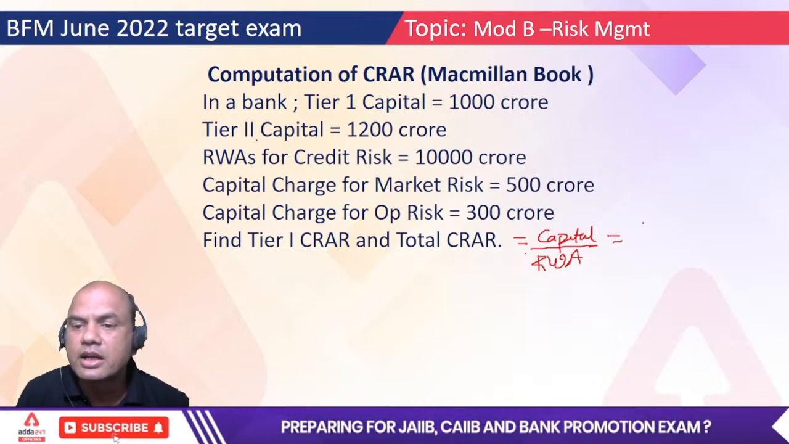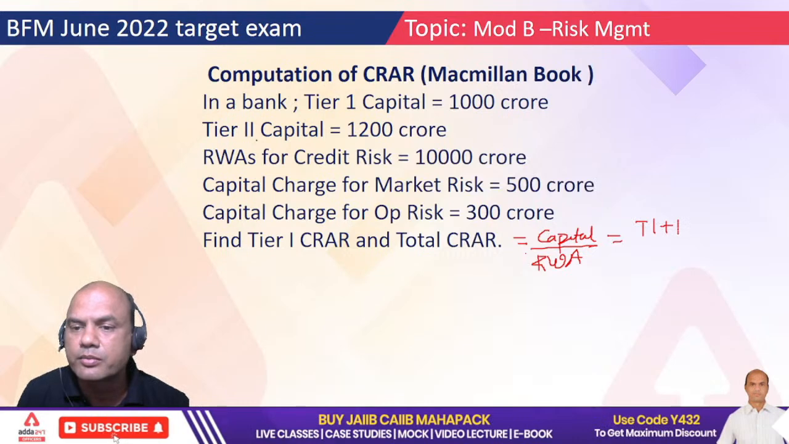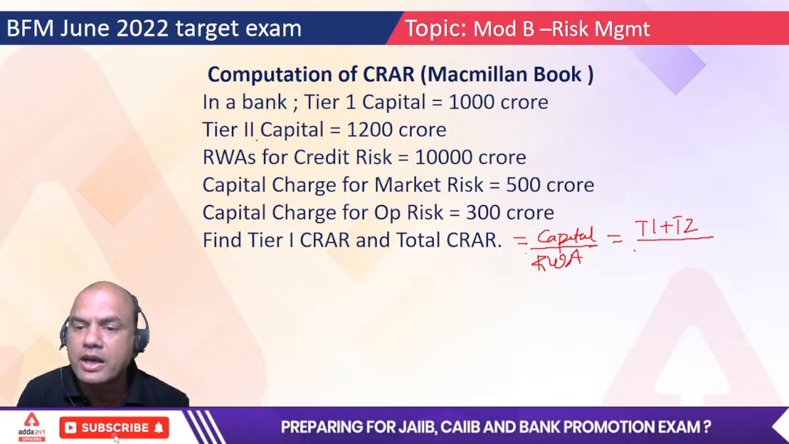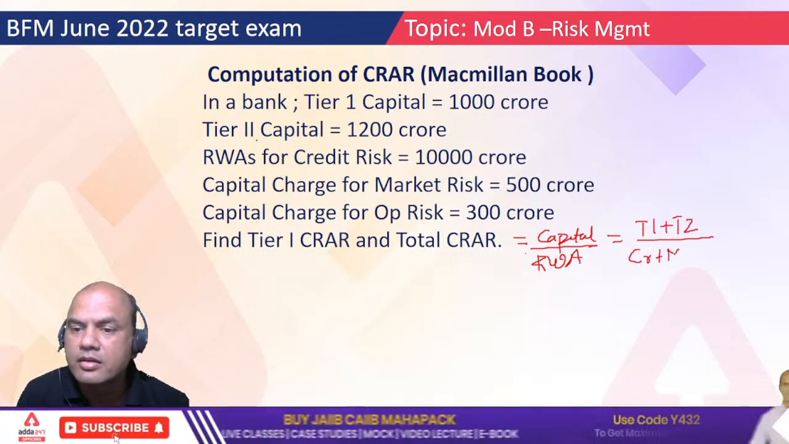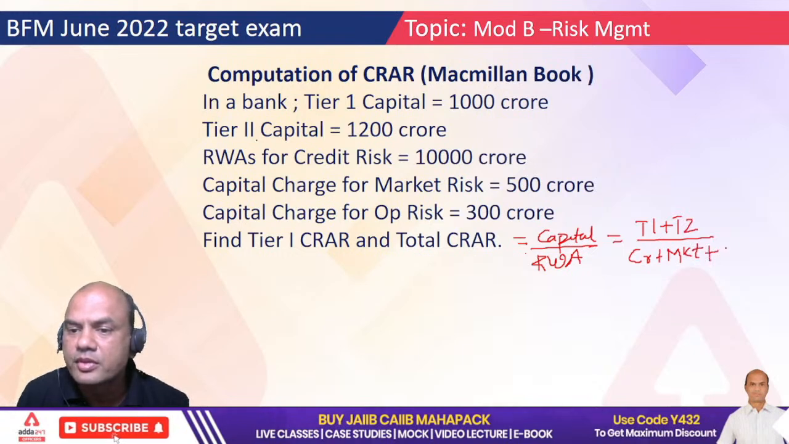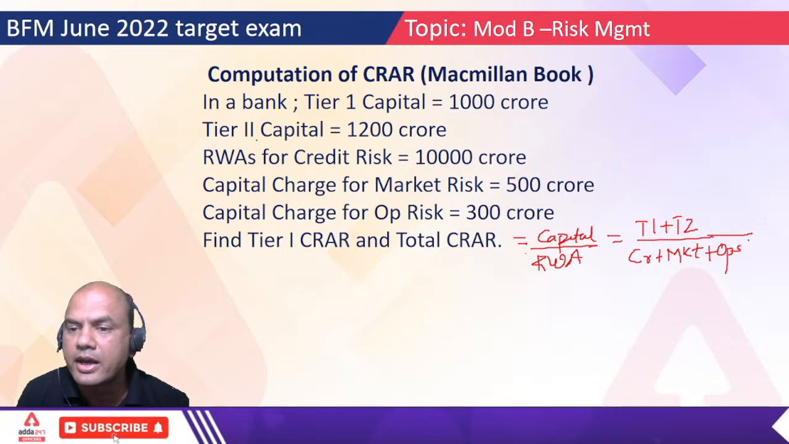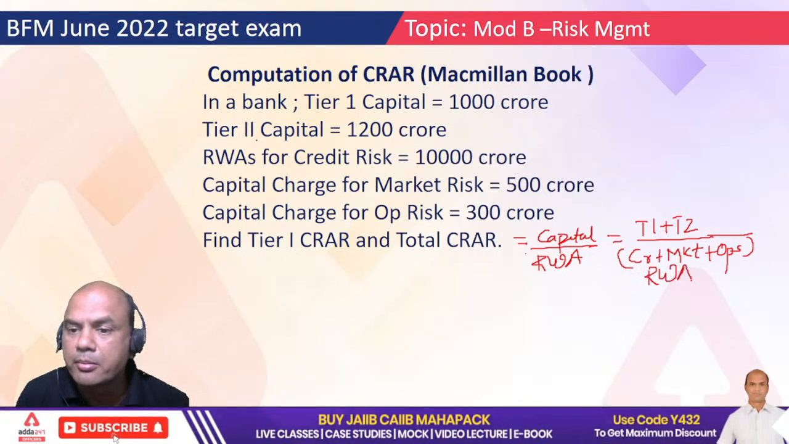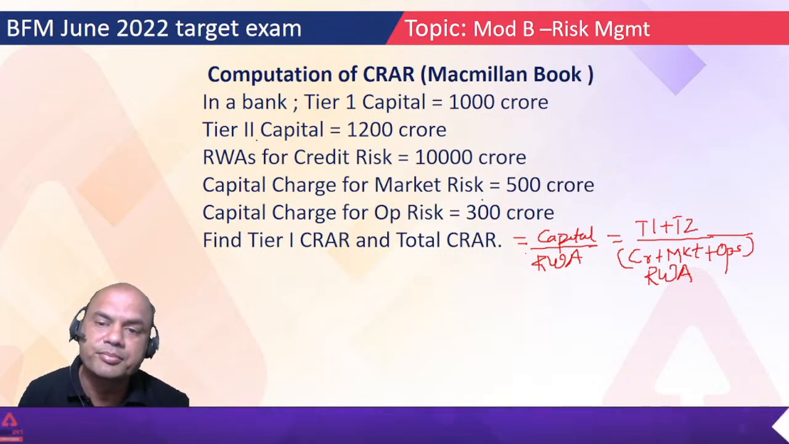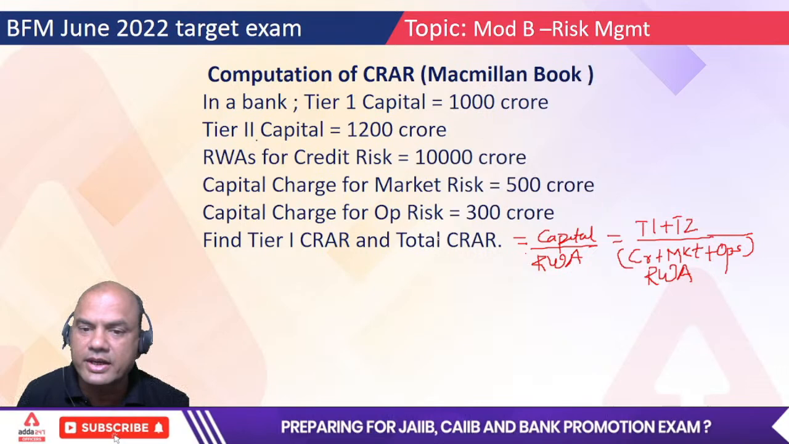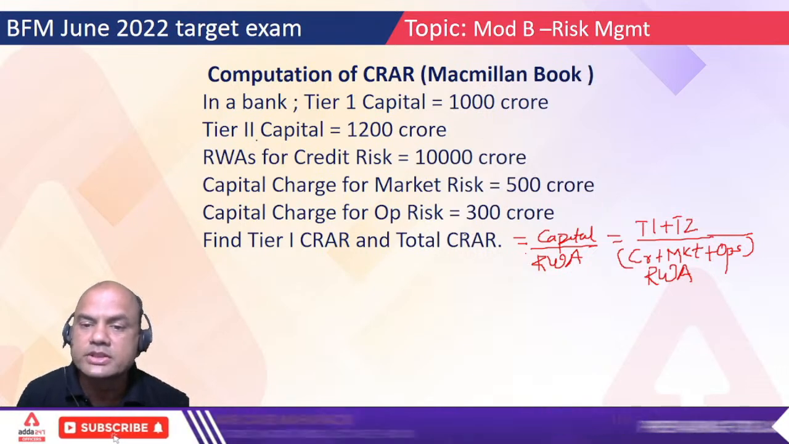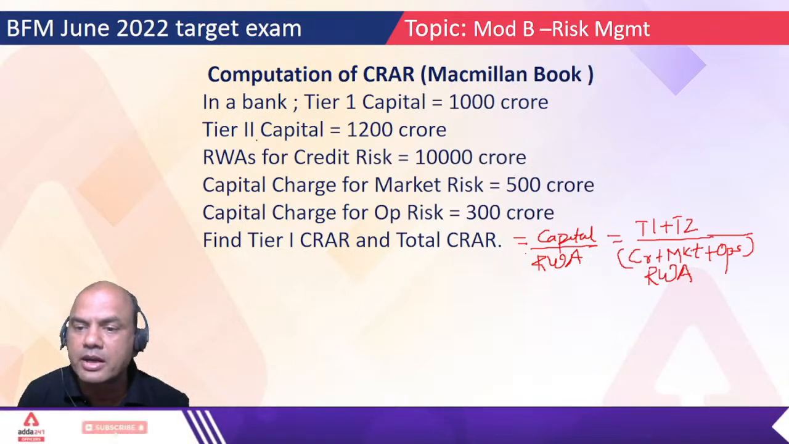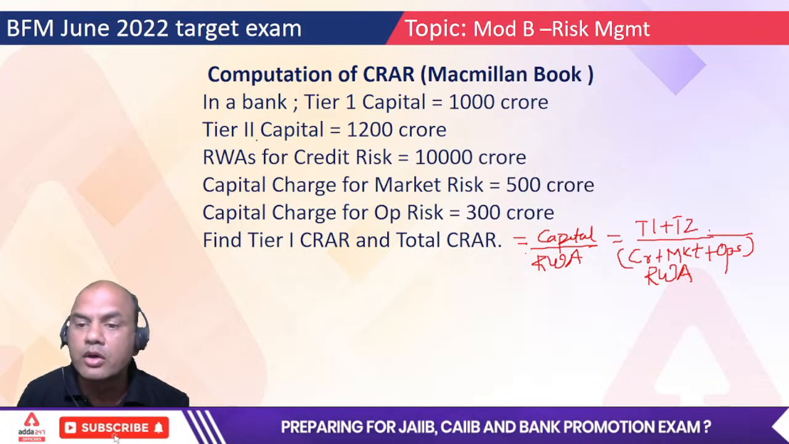What is capital? T1, tier 1 plus tier 2. These two capitals upon RWA. Again we have three RWAs, credit plus market plus ops, combined RWA it is. I'll write it over here, combined RWA. So what is the target now in this problem? Our target is first to find CRAR. For CRAR we'll be needing all these things, T1 and T2, then credit RWA, market RWA and ops RWA. So how to find it?